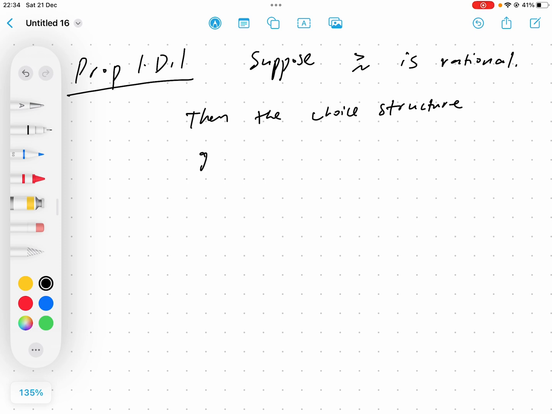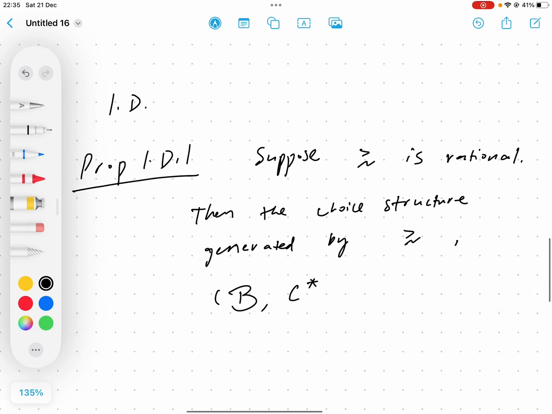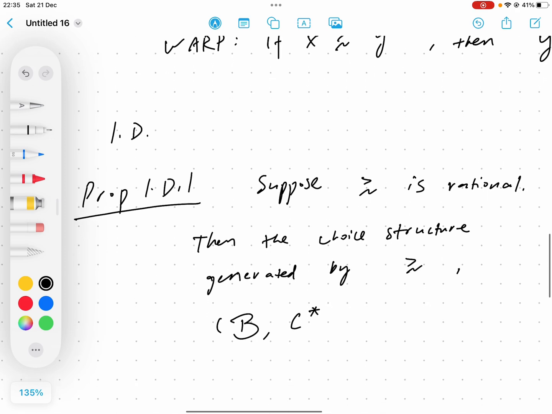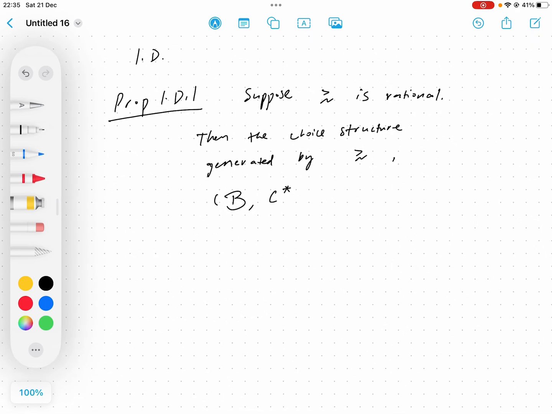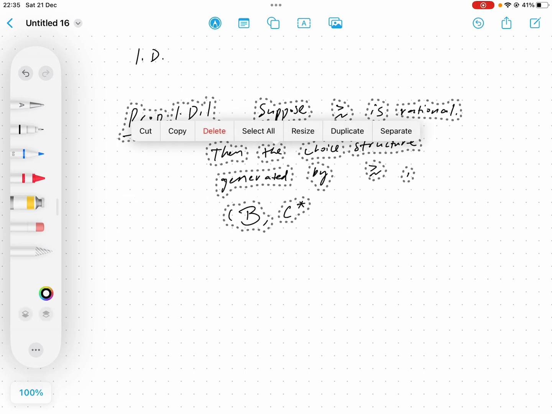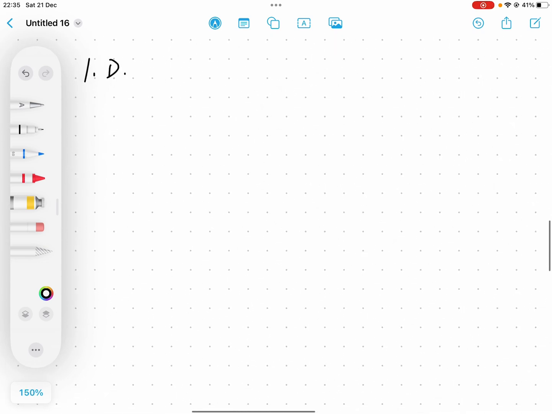generated by this rational preference. So that'll be this calligraphic B and some revealed preference C star. Before this, we need to define this C star. So let's leave some space and define something that we need for this proposition.